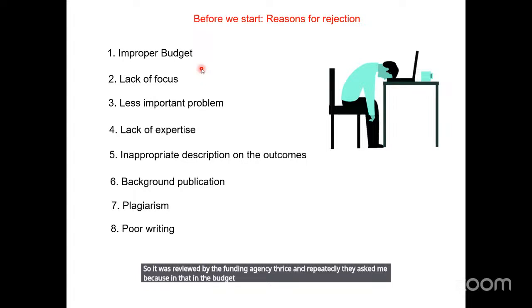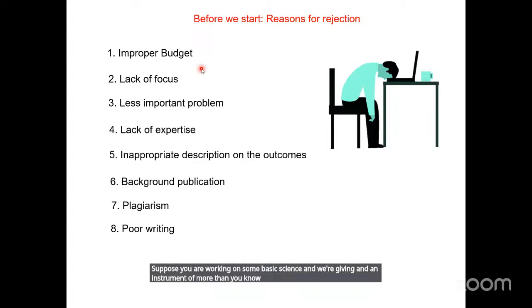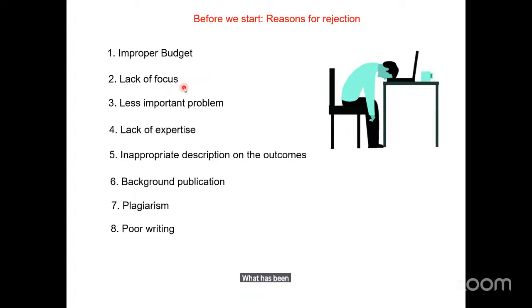In the budget there are actually two parts. One is recurring, another is non-recurring. Non-recurring means the instruments that are needed for your project. You need to think in a very realistic way. Suppose you are working on basic science, and you are asking for an instrument of more than 50 lakhs, 40 lakhs. It is very difficult to get. Next, lack of focus. You need to be very focused on what your objective is, what has been done earlier, and what new things you are proposing.